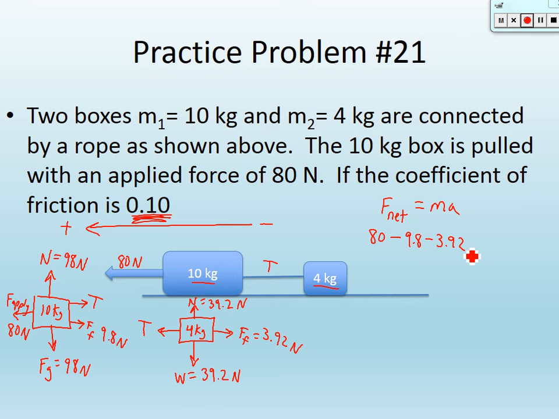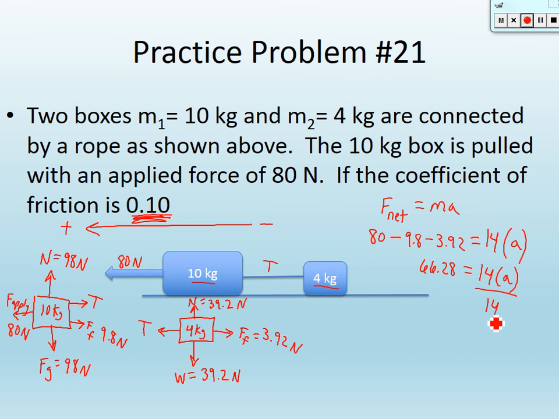Now that's going to give me the net force acting on this system, which is equal to the mass of the system. What's the mass of this system, guys? 14. Yeah, we got to add them together. So that's 14 kgs times the acceleration. Okay, there's one equation, one unknown. Let's simplify it. So 80, subtract 9.8, subtract 3.92 is equal to 66.28. And that's equal to 14 times a.